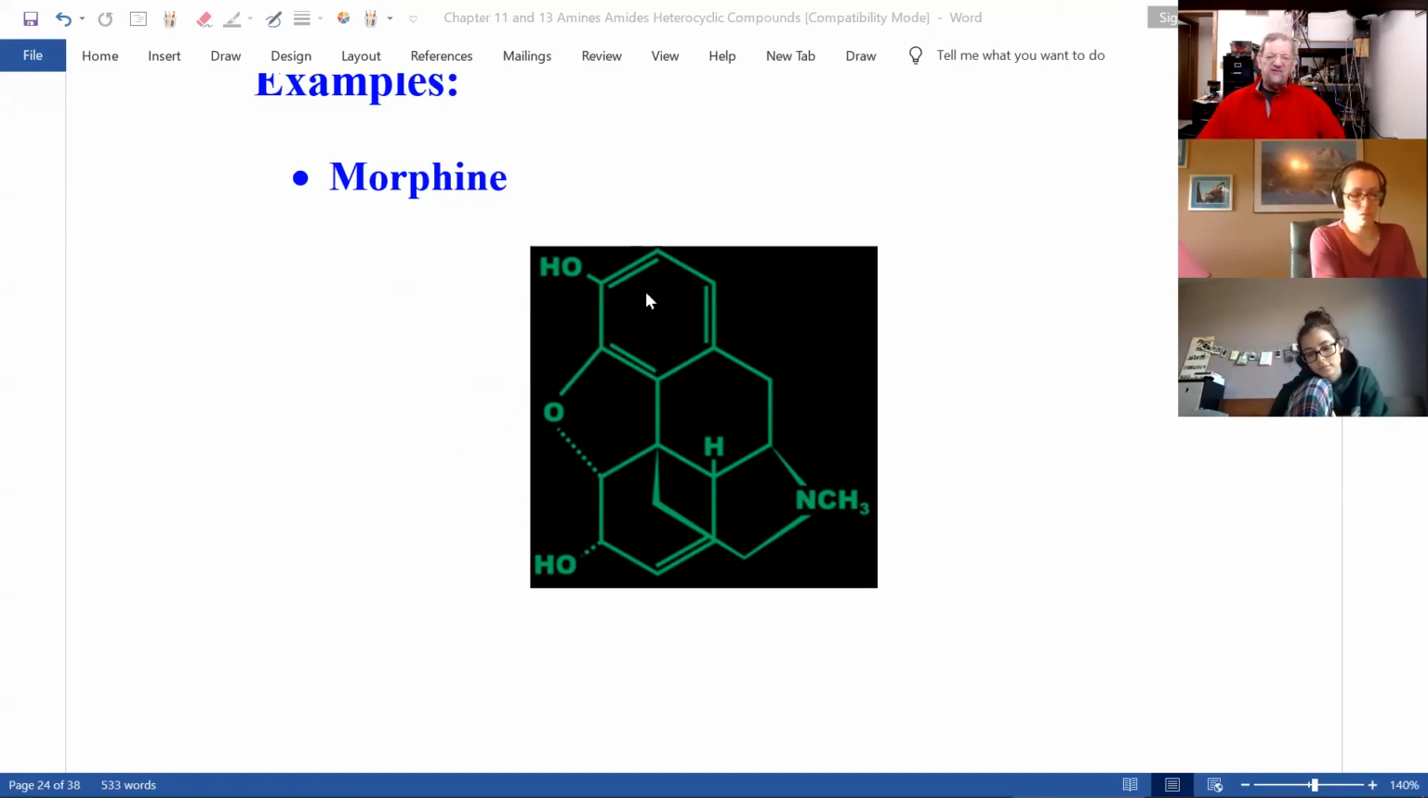And this has a benzene ring with a hydroxyl group, another double bond, an alcohol, a tertiary amine, this carbon here, nitrogen with a methyl group. This is a very complex ring system. You have an ether right here, a cyclic ether, and this is something you can get from a plant. And morphine was used in World War II as a major painkiller. How does it kill pain? I have no idea, but it does.